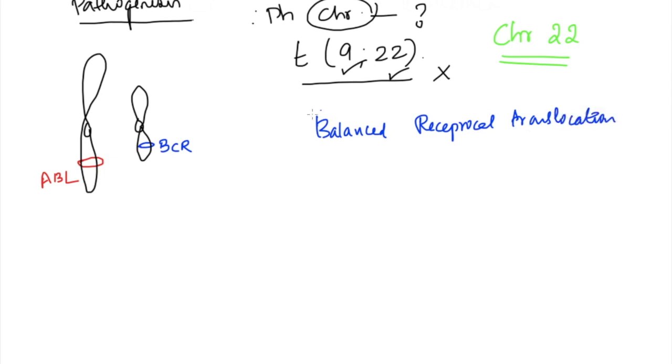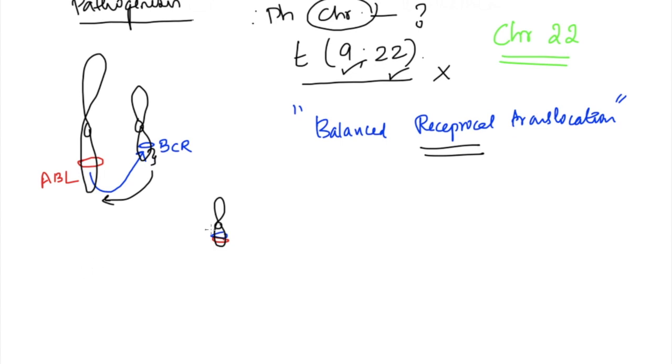Okay, so this term is pretty important, balanced reciprocal translocation. So what really happens is this ABL gene, right? It will shift, okay, it will come to lie here. As a result, what happens if this is your chromosome 22? Fine, so we have the BCR part and we also have the ABL part here, right? So both the genes are lying close to each other. And if you look here, some part of this normal chromosome, okay, this part will get shifted here. That's why it is reciprocal.